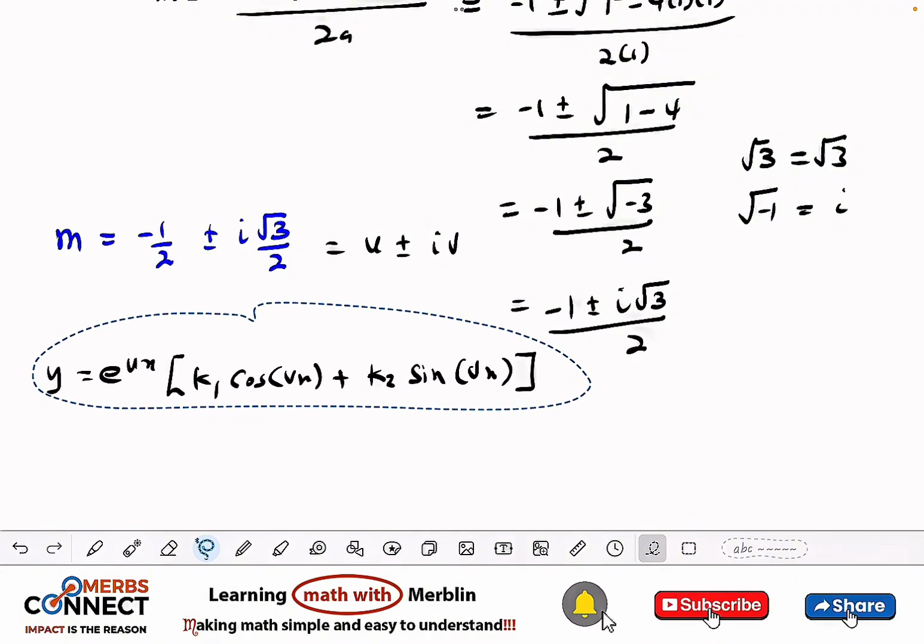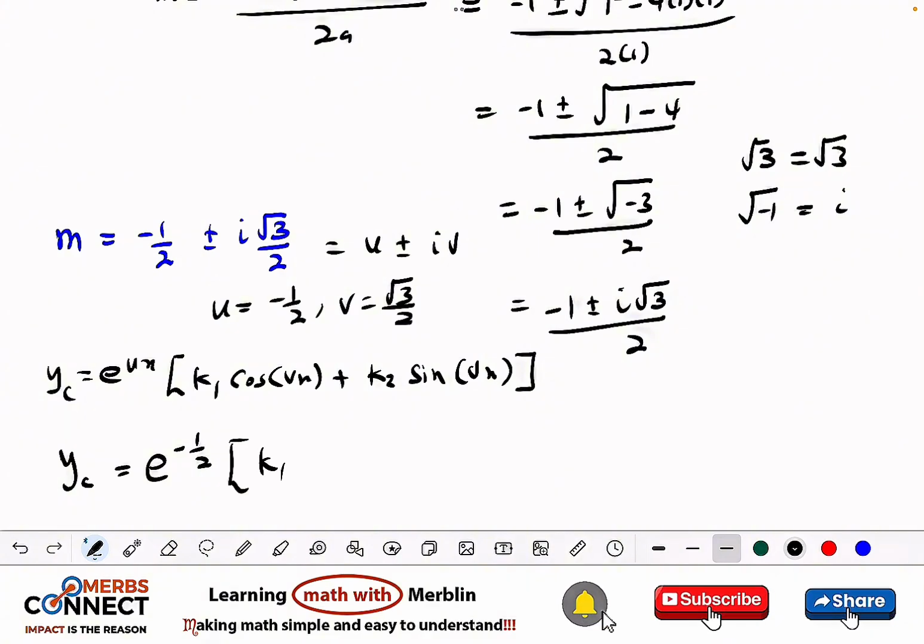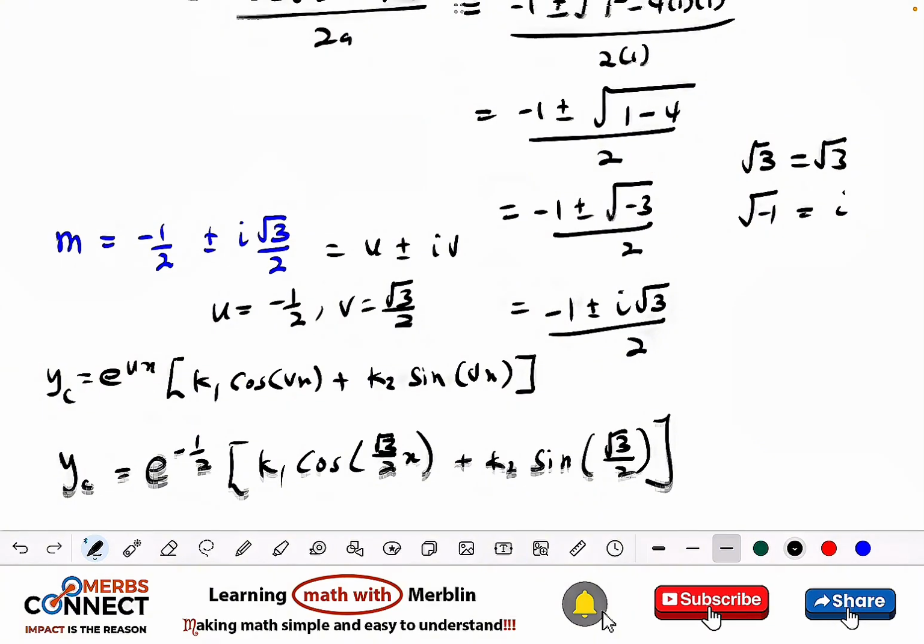Then the complementary solution y is going to give us e to the power minus 1 over 2 x, because if this is the same as this, then u will be equal to minus 1 divided by 2, and v will be equal to square root of 3 divided by 2. So this is going to give us k1 cos of square root of 3 divided by 2 x plus k2 sin of square root of 3 divided by 2 x. So this will be the complementary solution.